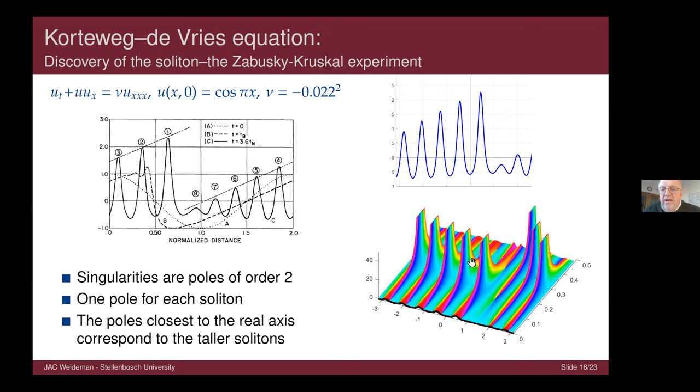So you can identify eight poles in the complex plane. Again, this is the upper half plane; there would be a similar situation in the lower half plane. Each of these poles represents one of the solitons. They don't look like round towers because the scales on the real and imaginary axes are quite different. This is minus pi to pi, and this only goes to a half on the imaginary axis. These poles are of order 2, one for each soliton.